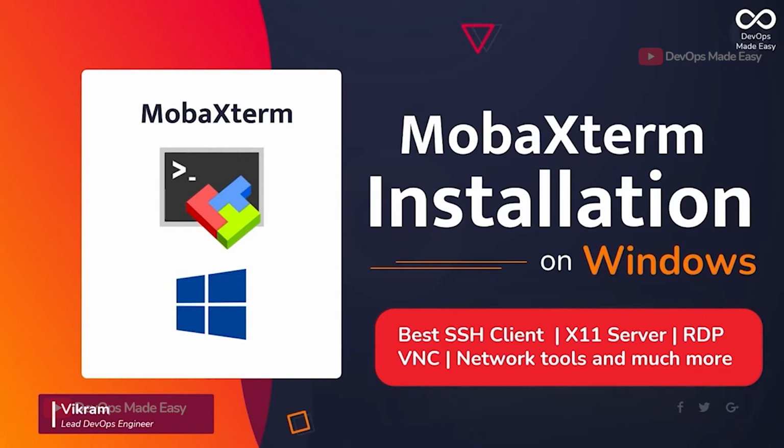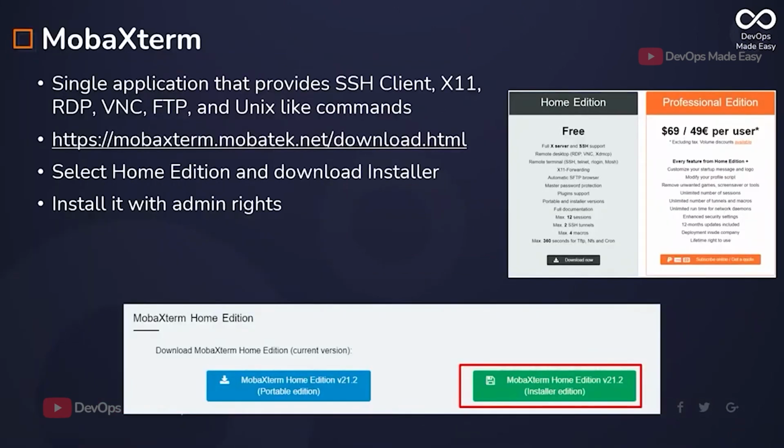So in this video, we'll see how to install it on Windows, and how this is better than other SSH clients. MobaXterm is a single application that provides various utilities like SSH client, X11 server, RDP, VNC, FTP, and a Unix-like environment. So we can run Unix-like commands in Windows like ls, pwd, etc. to navigate our file system.